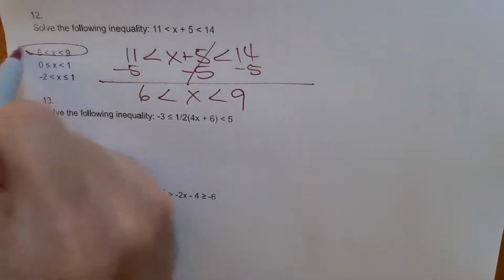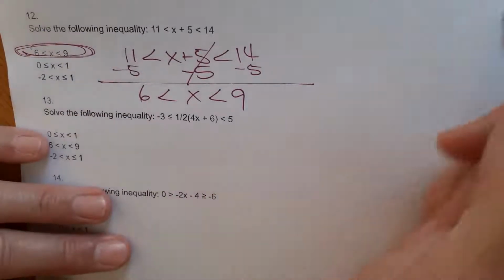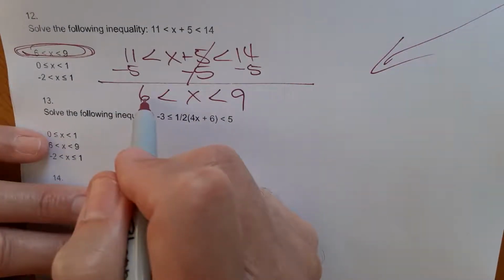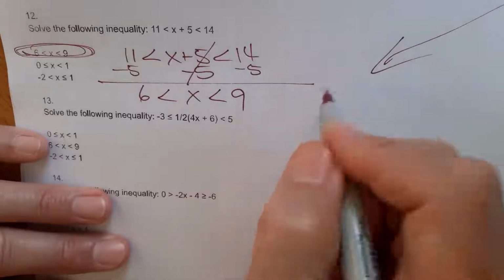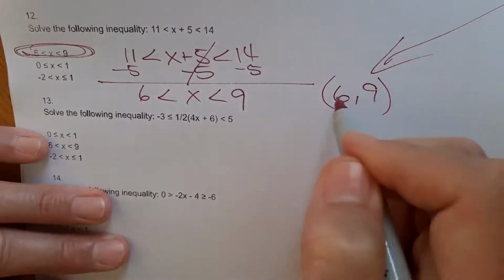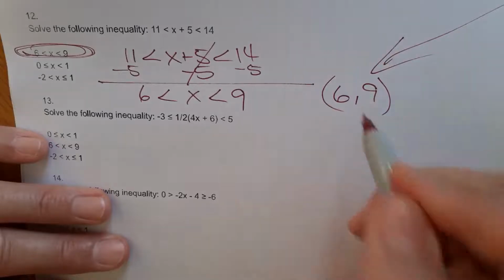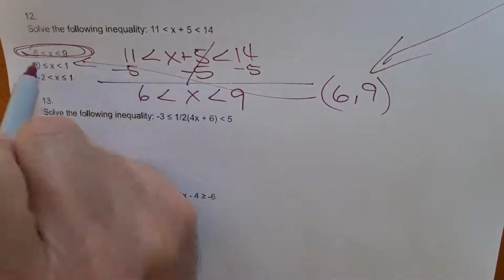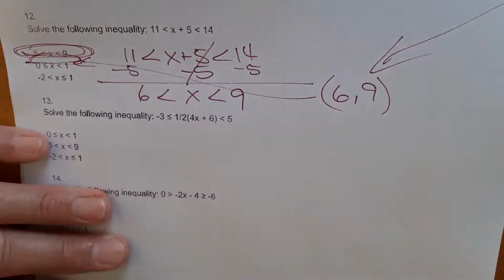Here it is right here: 6 is less than x, which is less than 9. What I'd like to see on this is set notation. Since 6 is not included and 9 is not included, we use parentheses: 6 comma 9. This is not a coordinate location. This is set notation, right? So I'm going to squeeze one of these in right here, and you're going to have 2 answers on this one by the time you get to it.